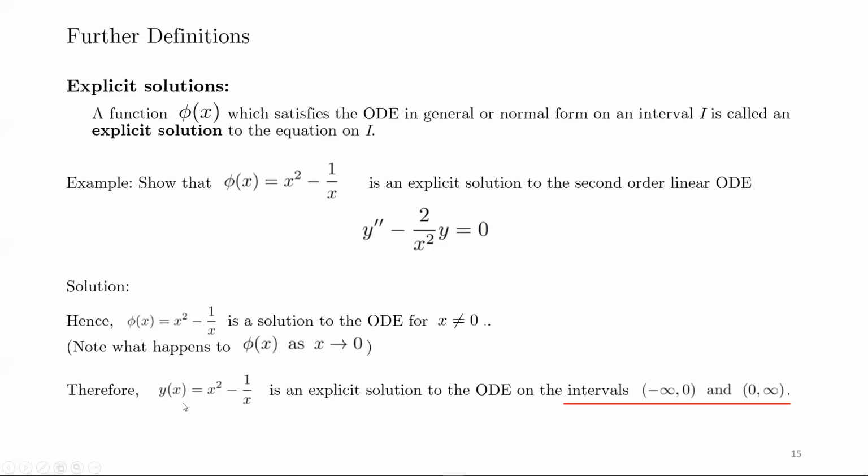Okay, so therefore we say y of x now. I've switched to y of x from φ(x). Both are interchangeable. So y of x is equal to x squared minus 1 over x is an explicit solution to the ODE on the intervals minus infinity to 0. Note the use of the rounded brackets, which tells us that we're not including the point. So we're not including minus infinity or 0 here. There will be other times where we have a square bracket, which means we would include the number. But anyway, we have an explicit solution on the intervals negative infinity to 0 and 0 to infinity. So not including the point 0.